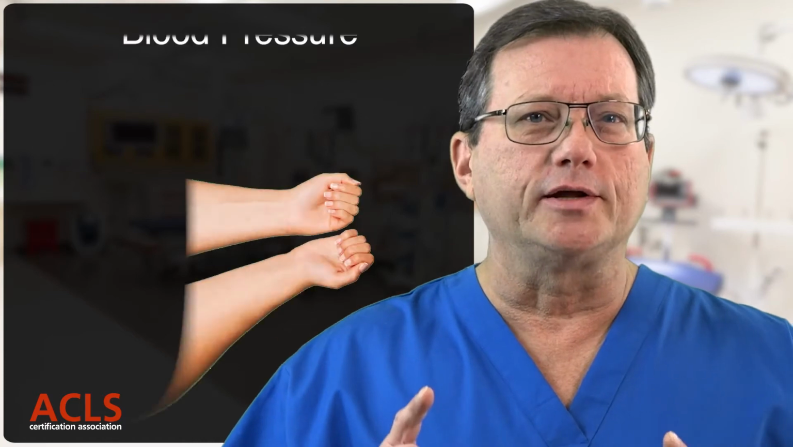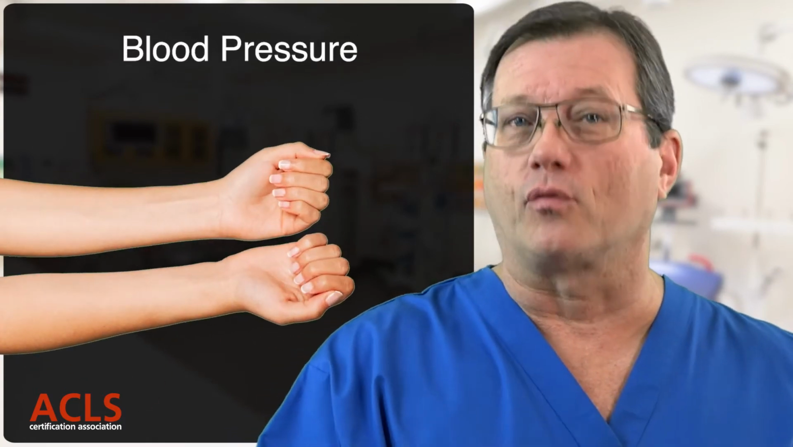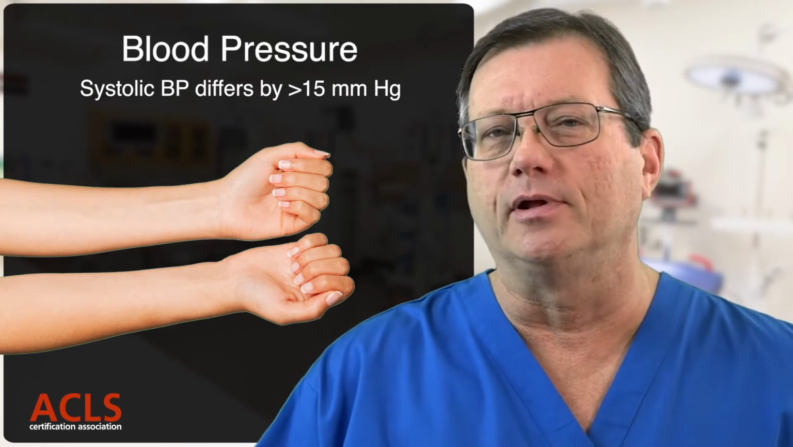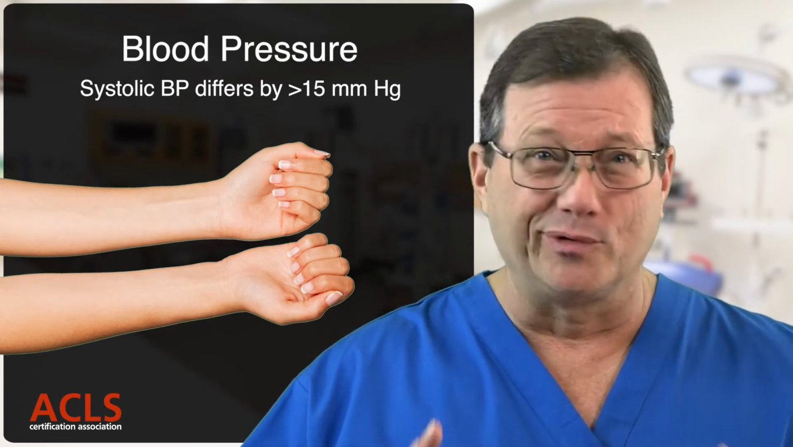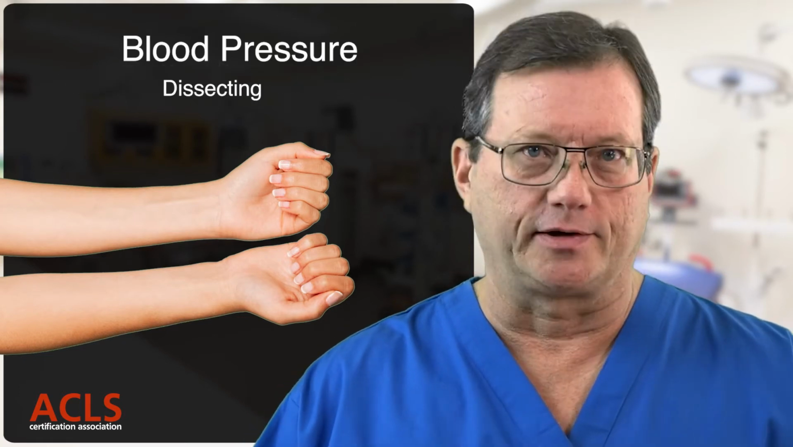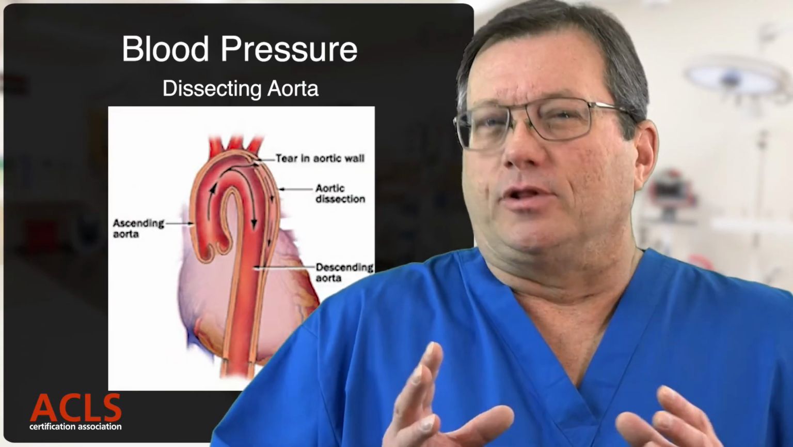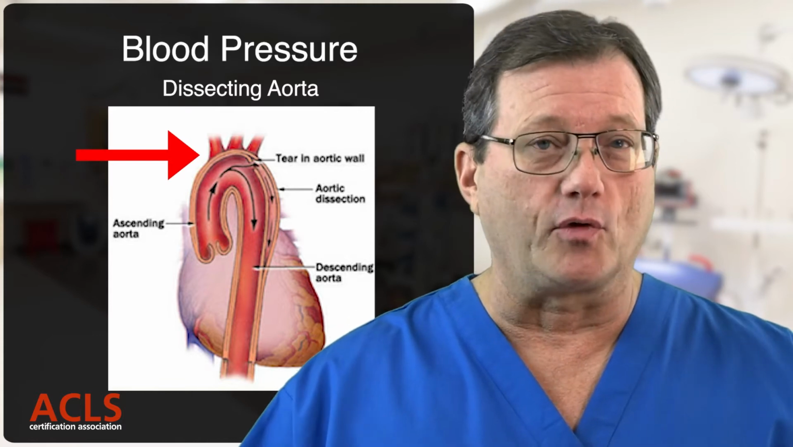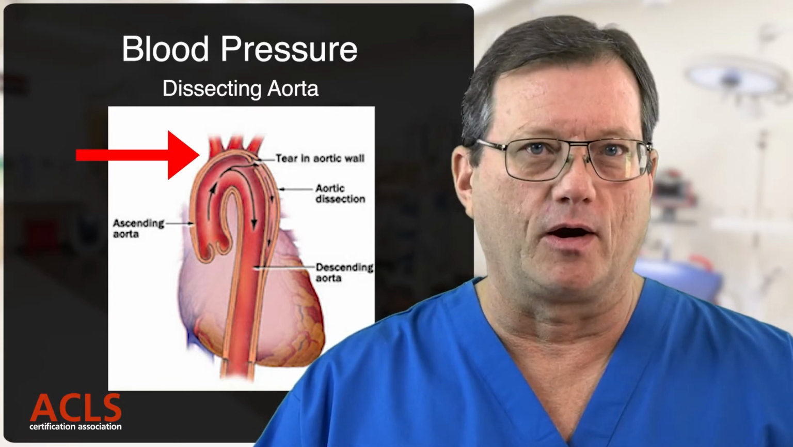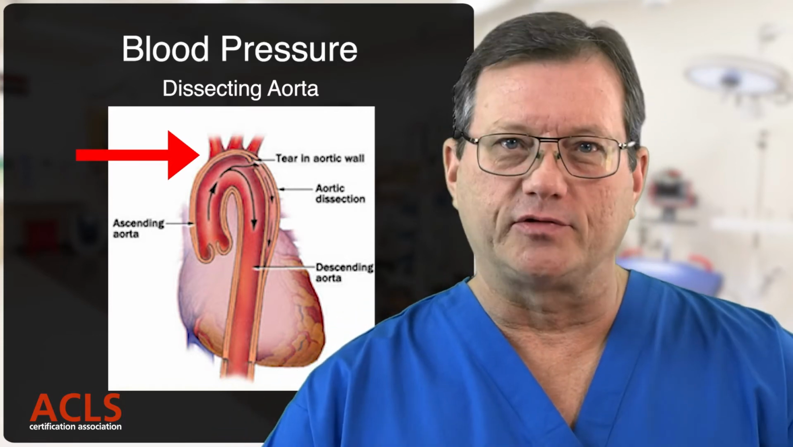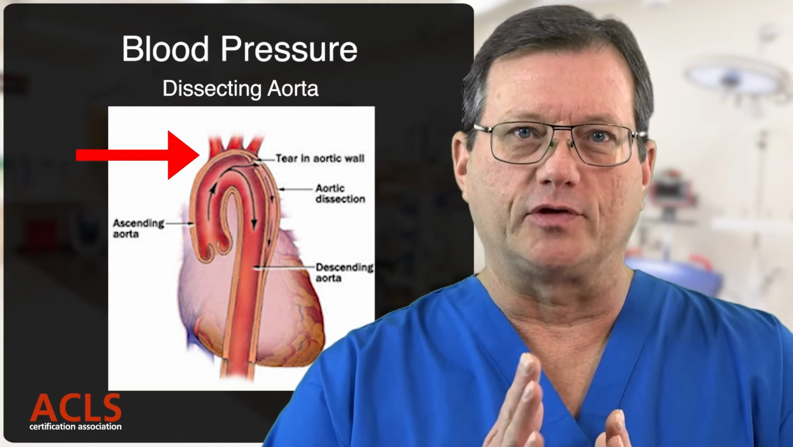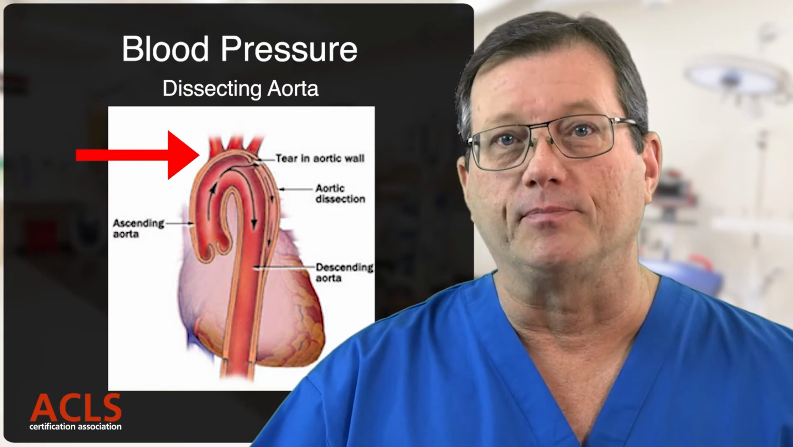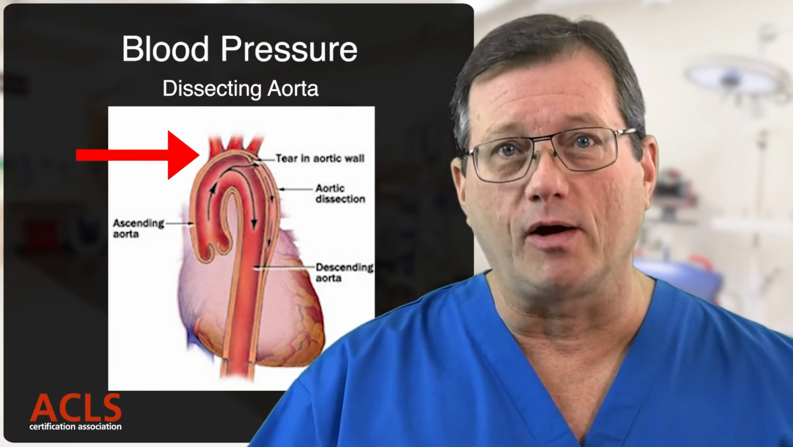Next, we want to look at the difference in blood pressure between the right arm and the left arm and see, is there a difference greater than 15 millimeters of mercury? Now, what we're really looking for is a dissecting aorta. Looking at the aortic arch, the first vessel that branches off of that on the right is the right brachiocephalic artery. As the dissection is occurring, it's bulging that vessel out, and that bulge can partially occlude the opening to that artery, which is going to reduce the pressure in that arm.